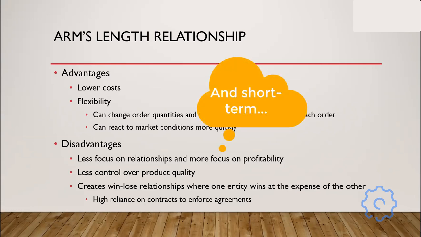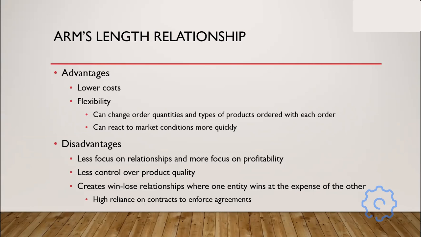There's less control over product quality. If you have a very short-term relationship, it is very difficult for you to understand the quality of the product without previous research or even from previous performance with other parts or other products. Therefore, you have less control over product quality because since you're not willing to lock into a long-term relationship with a large number of orders, the person that you're ordering the materials from may be less willing to have you have a say over the quality of the product.